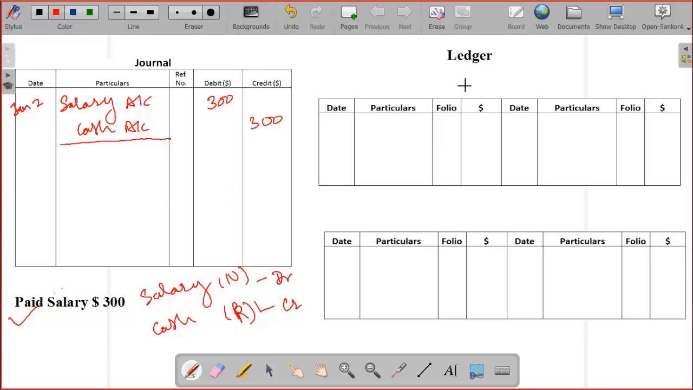Now see, in the ledger what we will do, we will open two accounts again. Which two accounts? Salary account and cash account. Agree? So first account, which one? Salary. In the middle of the account, you write down the name of the account. This is the ledger. So first we will open salary account, and then cash account. Agree?